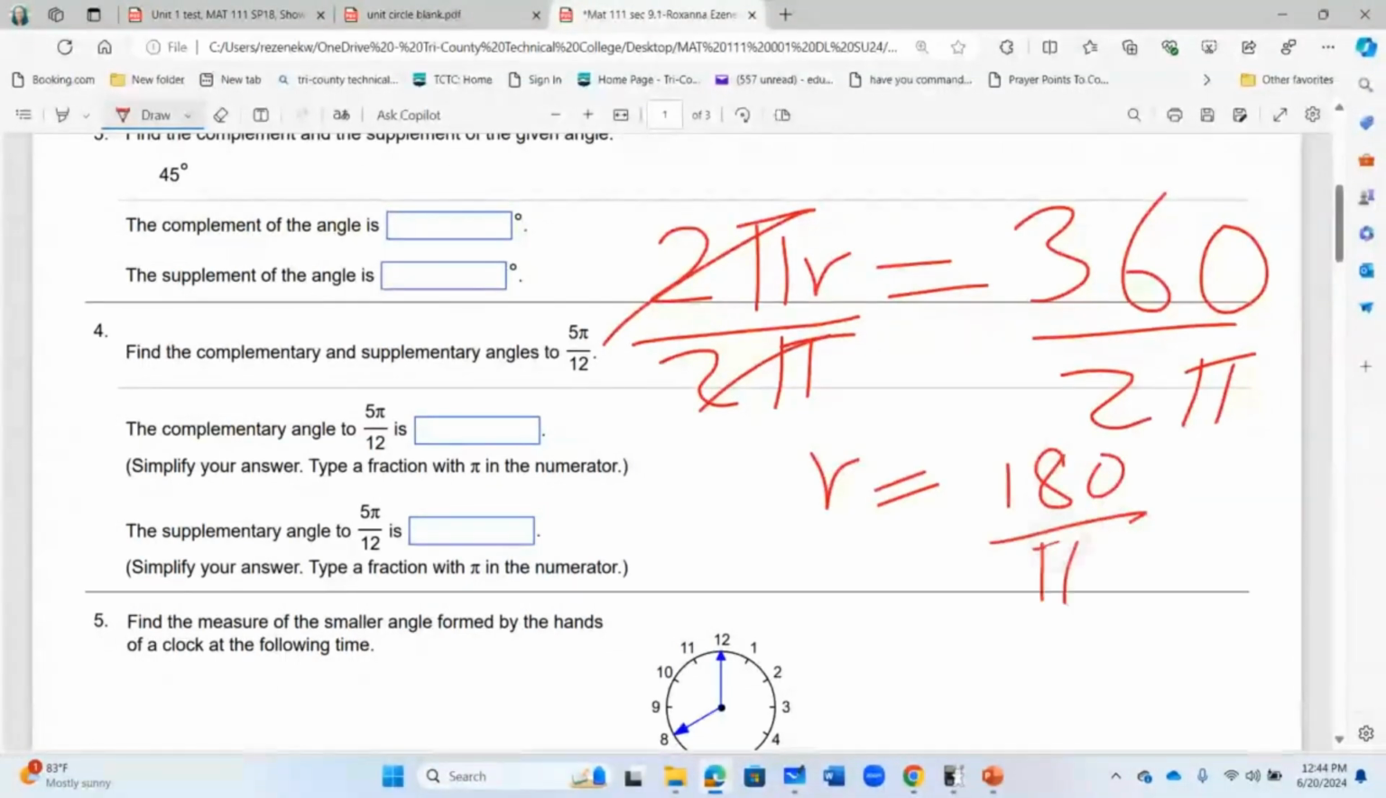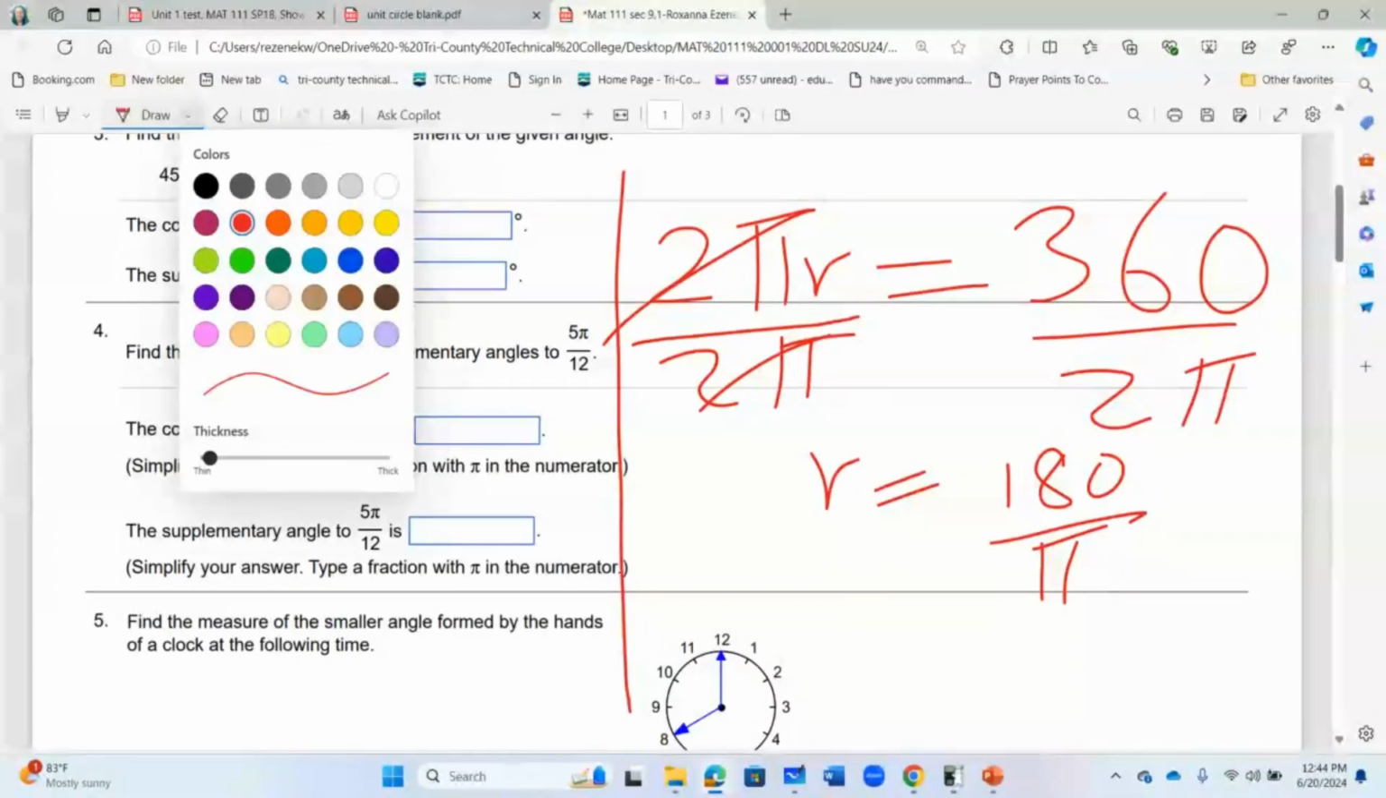So let's call this 1 radian. So 1 radian is 180 over pi degrees. So anytime I'm told to convert from radian to degree, I will multiply by 180 over pi. If you know one, then you know the other one. So suppose I'm told to convert from degree to radian.